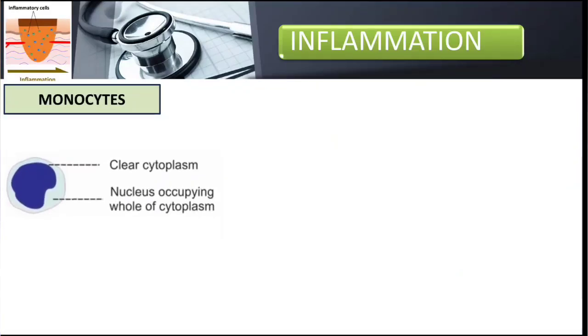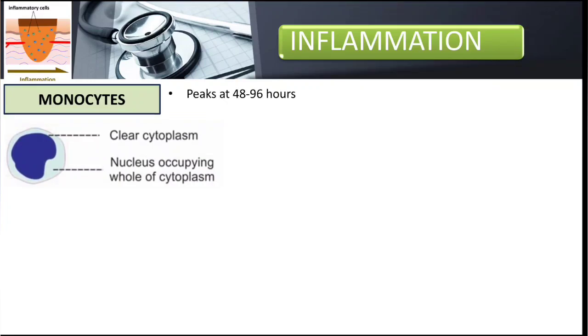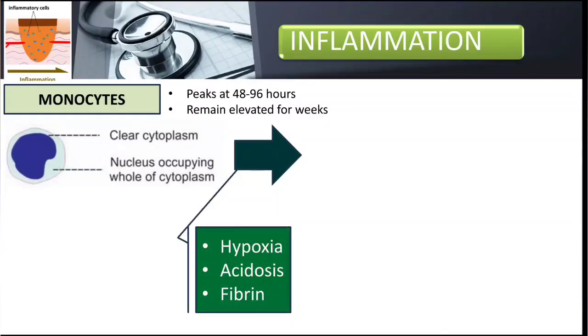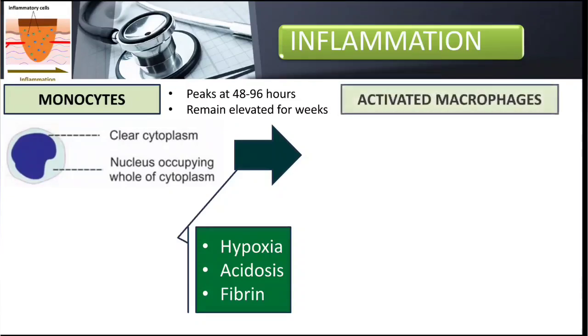Next are the monocytes. Remember, the monocytes are usually found in the intravascular space. They peak at 48 to 96 hours, and they remain elevated for weeks. Remember, I said the monocytes are converted to macrophages. This conversion is mediated by hypoxia, acidosis, fibrin, and foreign debris. This will convert monocytes into activated macrophages.